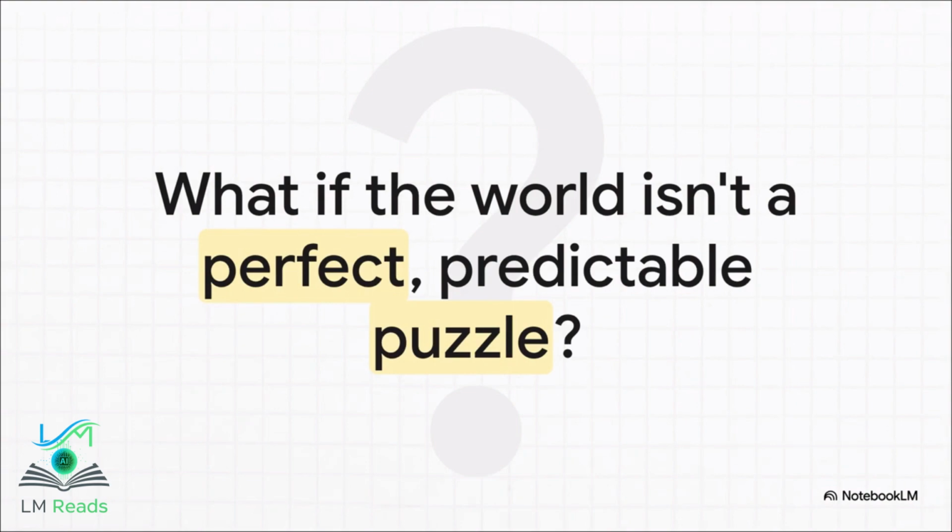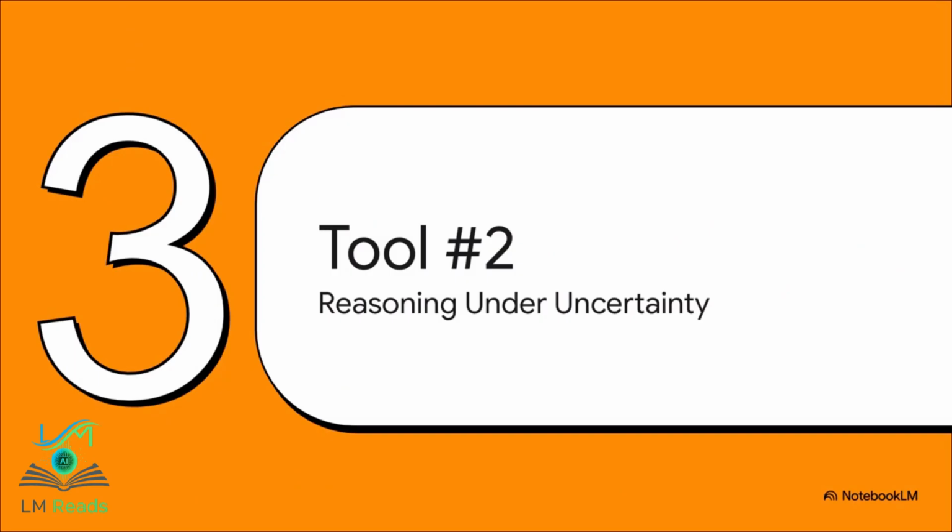And this brings us to a huge challenge. Search is fantastic for games like chess, where all the rules are fixed. But the real world, it's messy, it's unpredictable, it is full of incomplete information. Our agent is going to need another tool. So let's grab the second tool for our agent. This one lets it stop thinking in black and white certainties and start thinking in shades of gray. It's the ability to reason using probability.